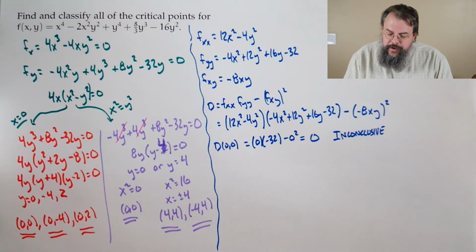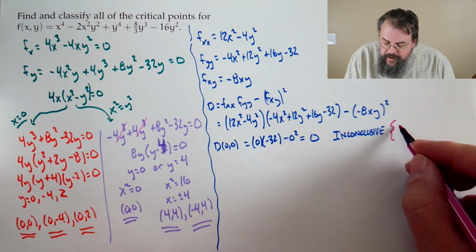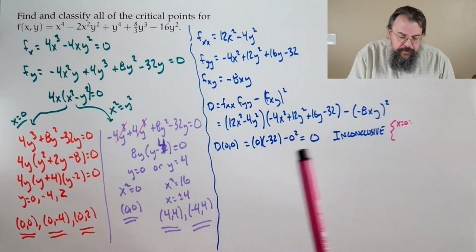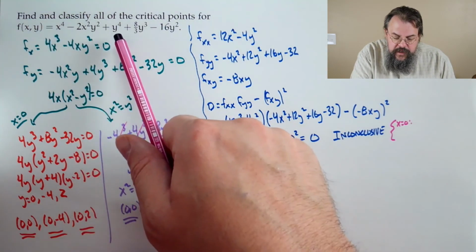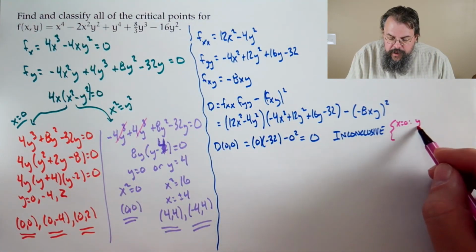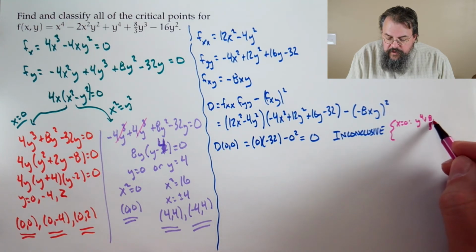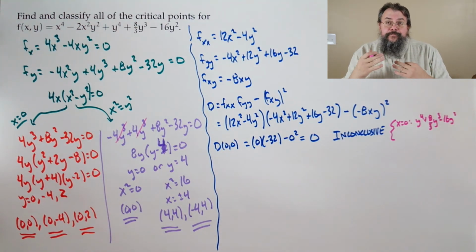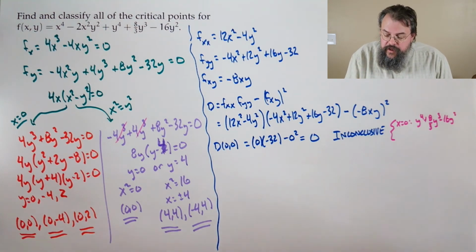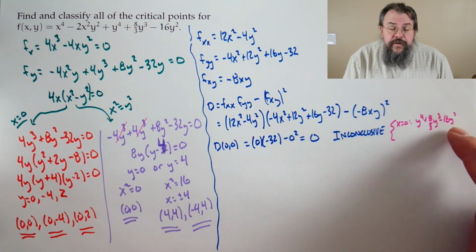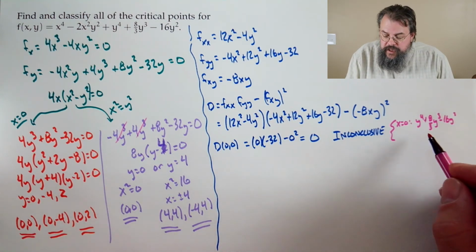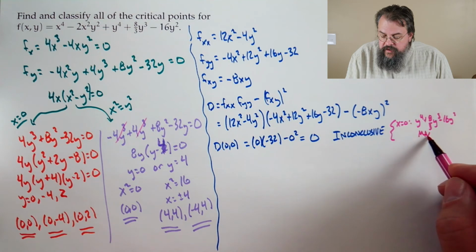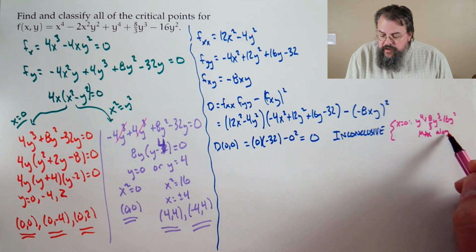So what would happen if we went along x equals 0? Well, you get 0, 0, and then you get this expression: y to the 4th plus 8/3 y cubed minus 16y squared. And if you ran your second derivative test in calculus on this one, you'd see the minus 16y squared is the dominant term near 0. And so this would be a max. So this is a max along the y-axis.